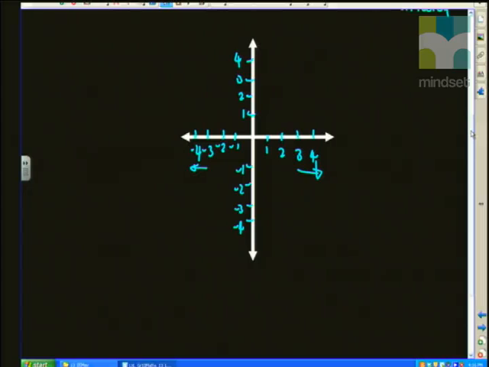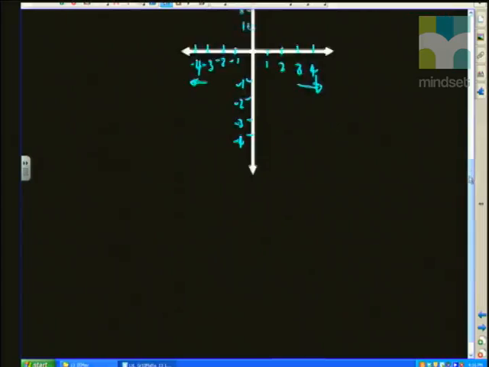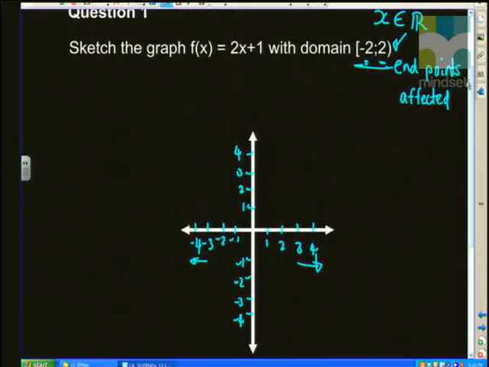The first thing we're going to do, guys, is look at what happens to this graph, f of x is equal to 2x plus 1, at the end points of minus 2 and 2. What's going to be the output value? So we're going to put in minus 2, see what we get as an output value, and then we're going to put in 2 and see what we get as an output value.